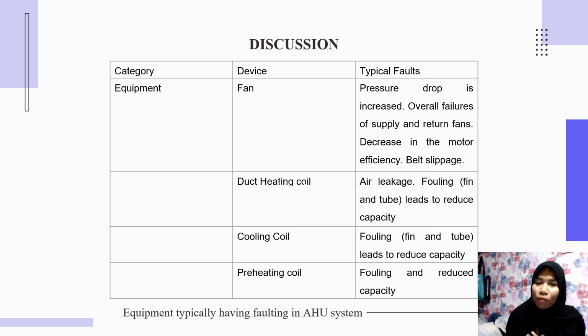Okay, in the discussion, there are a lot of commonly occurring reasons for failure that can be identified, such as a dirty filter, improperly balanced damper, broken thermostat, and leaking of refrigerants. This is a table that shows the faults in AHU systems. There are a lot of devices such as the fan, ducting, heating coil, cooling coil, and preheating coil. This is an explanation of the typical faults in each device.